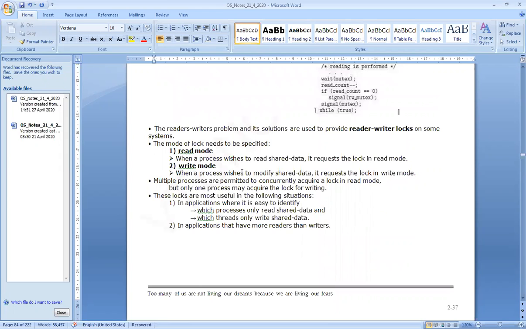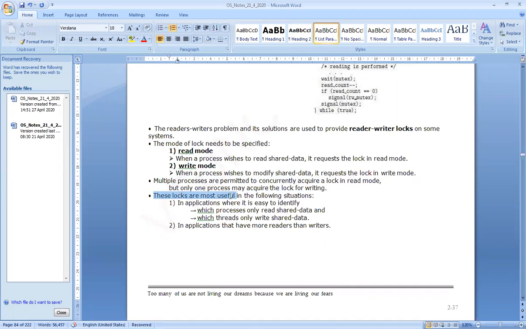So this is also one of the classic problems of synchronization. The reader writer problem and its solution are used to provide reader writer locks. A lock is also a kind of variable. The mode of lock being used needs to be specified. One is a read mode, the other is a write mode. Multiple processes are permitted to concurrently acquire the lock in the read mode.